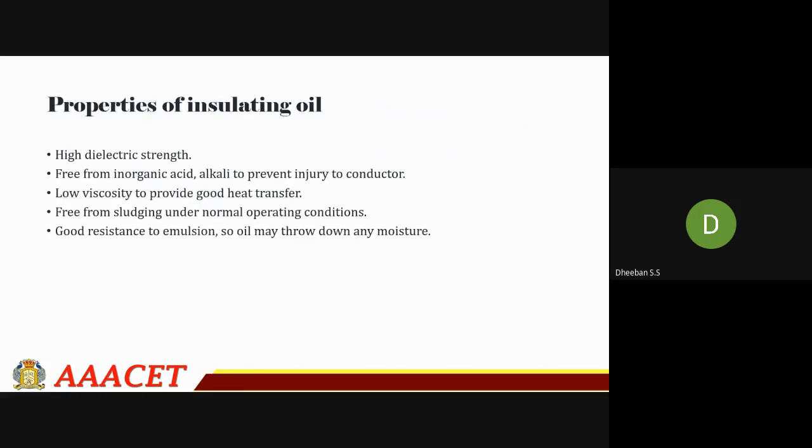Next, properties of the insulating oil. It must have a very high dielectric strength, that is, it should not allow conduction. It must be free from inorganic acids, and should not have any kind of acids or alkali. It must be low viscous, so you know about viscosity, in order to provide very good heat transfer capability so that the heat in the core of the transformer can be dissipated outside. It must be free from sludging under normal operating conditions, and have good resistance to emulsion also. These are some of the properties of insulating oil.